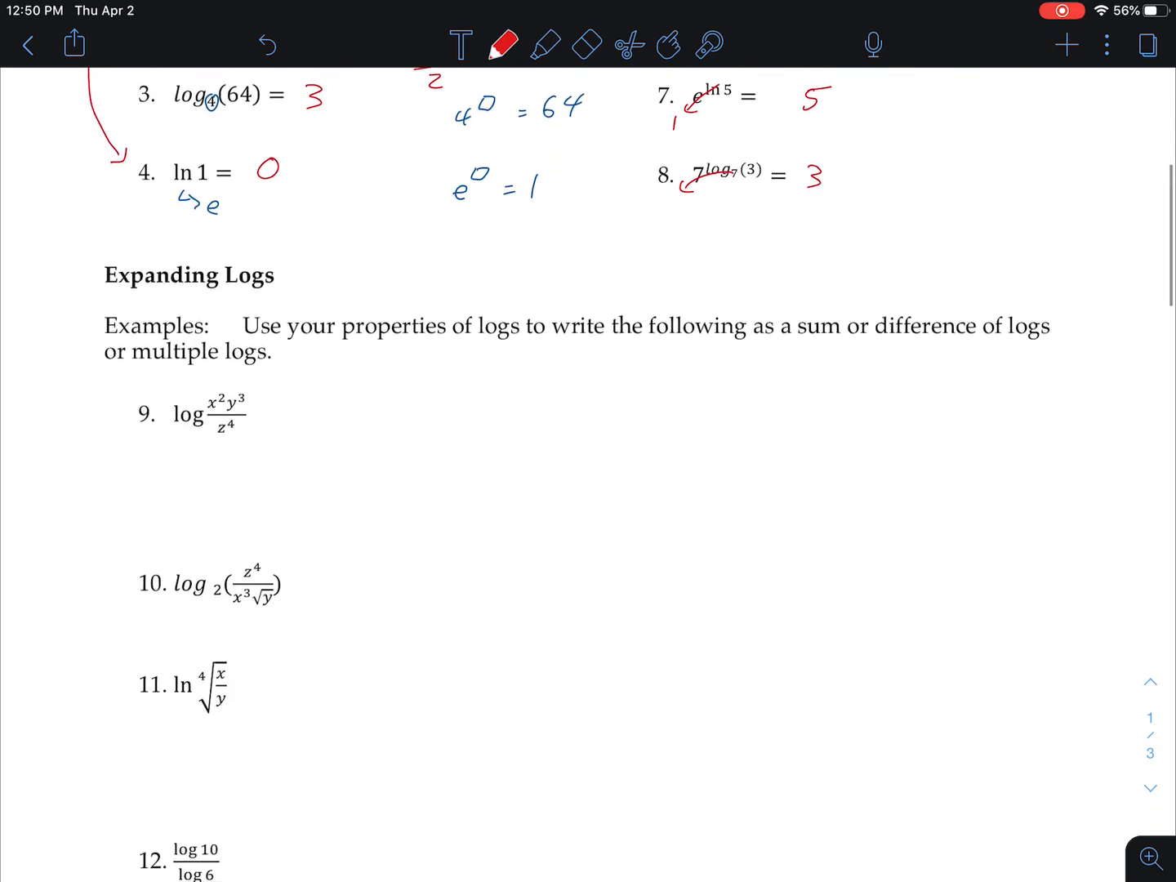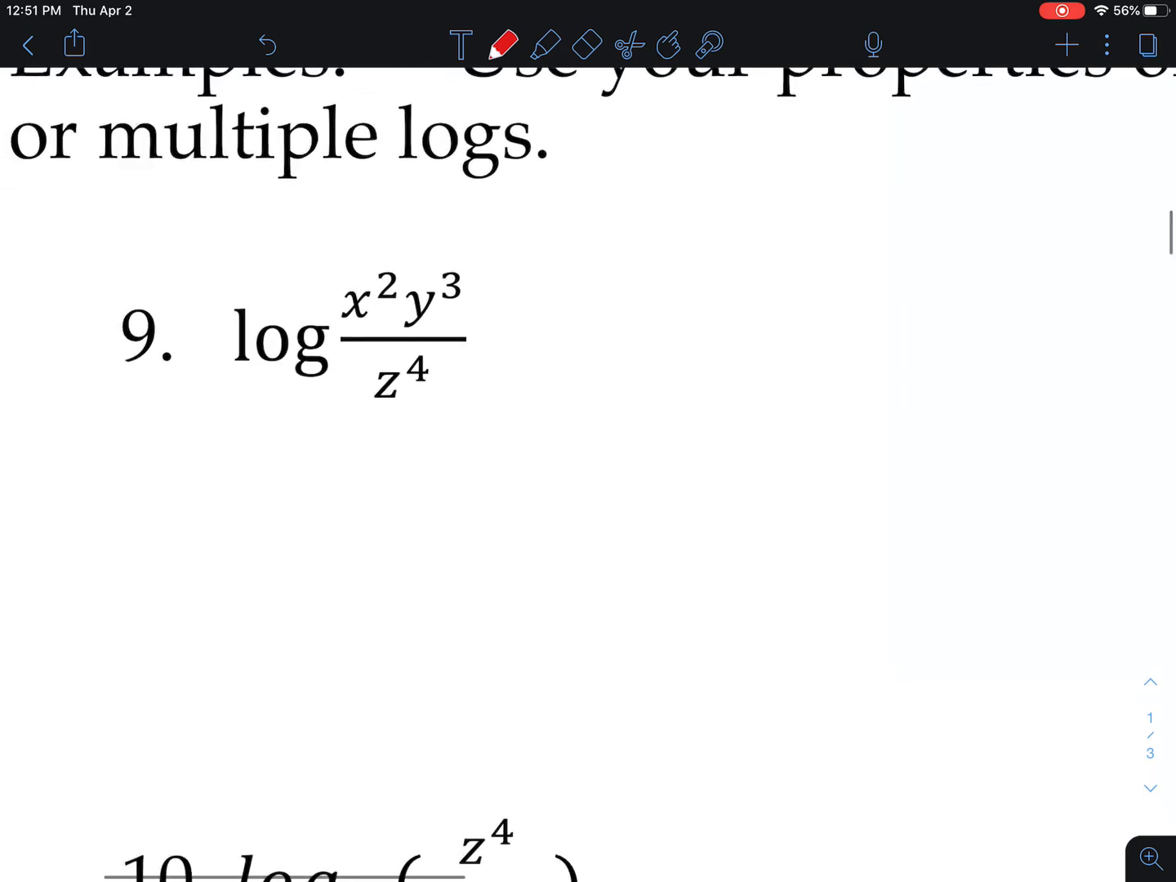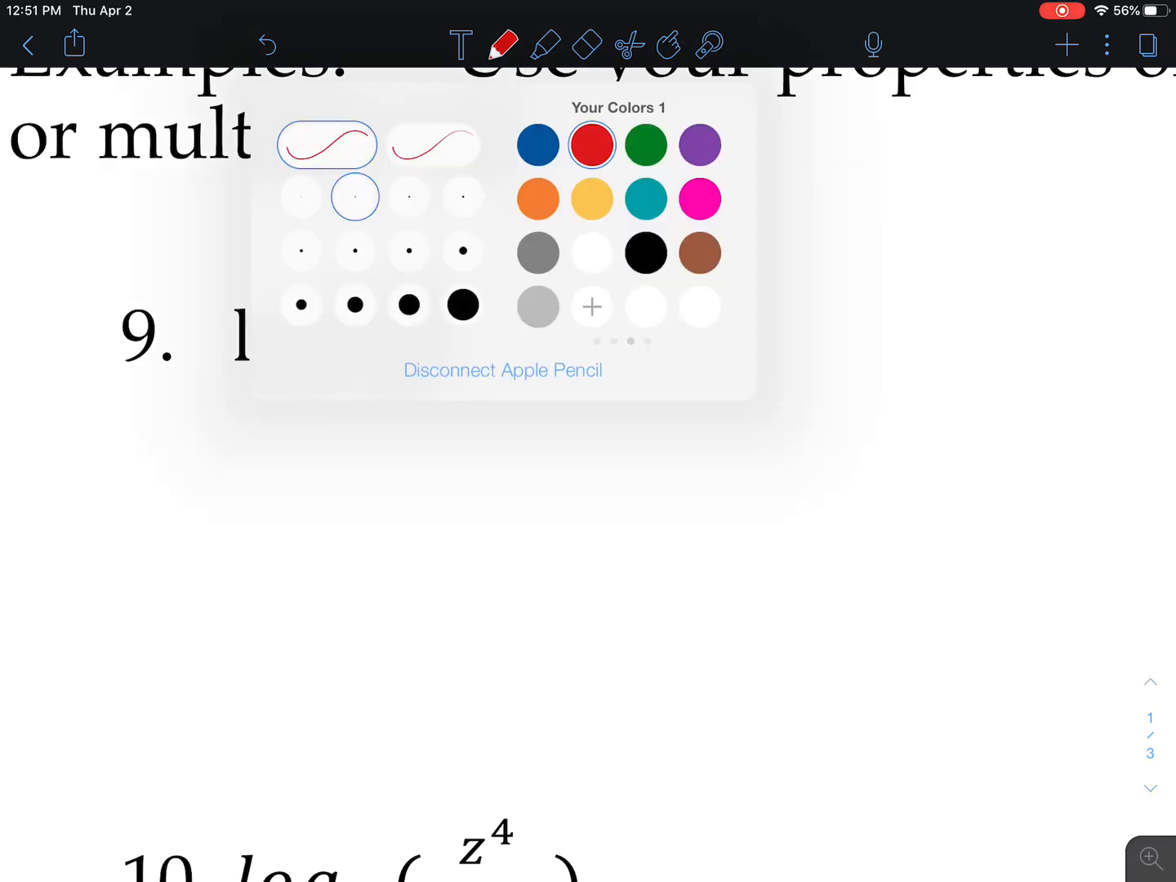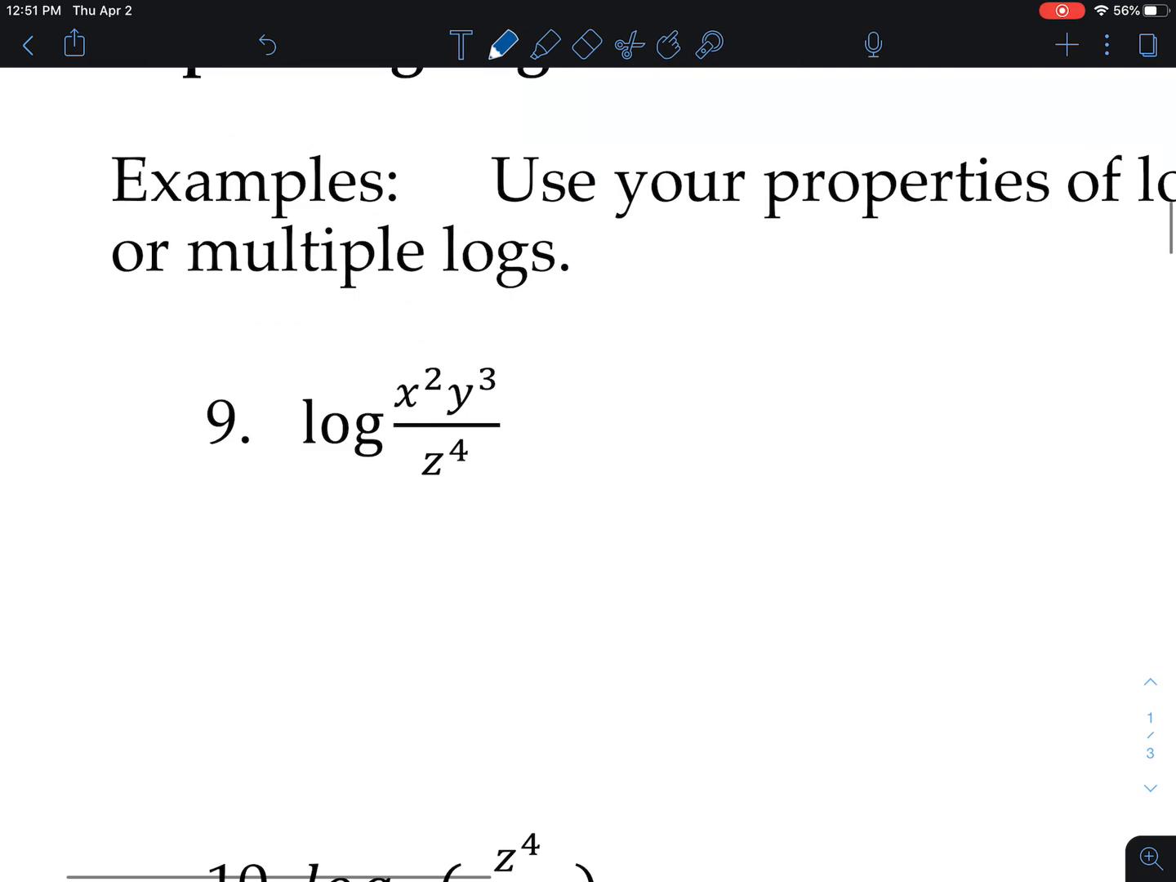Couple review and expanding. I know the change of base was trouble with some people, and then sometimes double negatives. So let's go through a couple of these. So we see here we want to write this single log as a couple logs. So we know, just a couple rules we have, that when we see multiplication, that means add some logs. When we see division or a fraction, that means we're going to subtract.